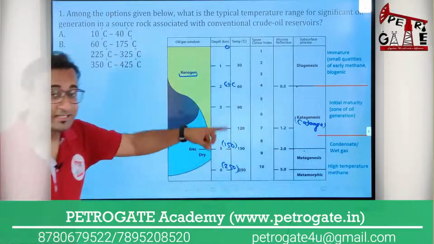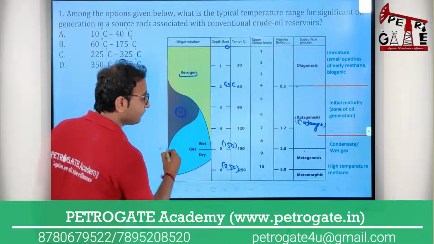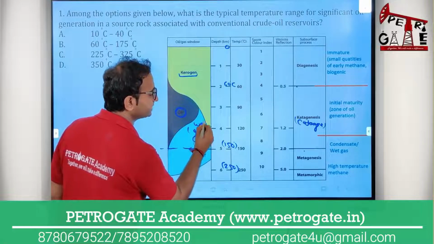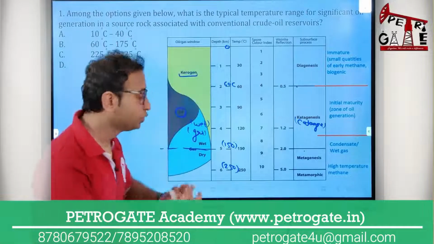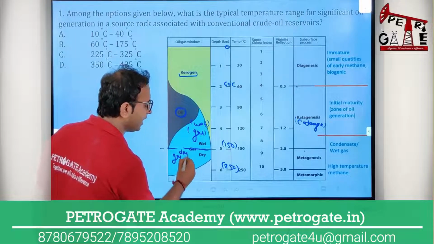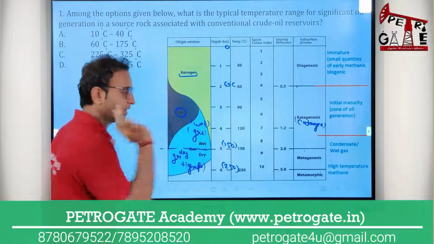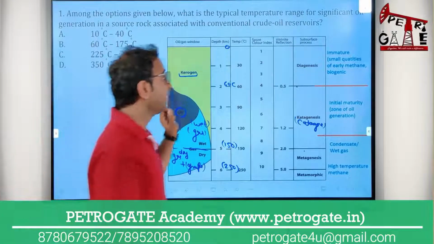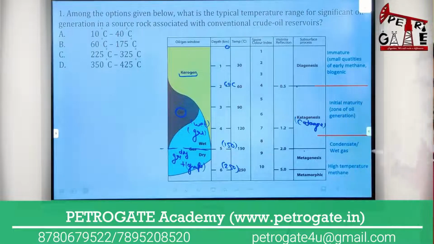In this stage you will get mostly oil, and you will get some wet gases. In the later stage, metagenesis, you will get gas, but that gas will be dry gas, and some graphite, or you can say remaining carbon. This picture is very important, and a number of questions have been generated from this particular picture only.